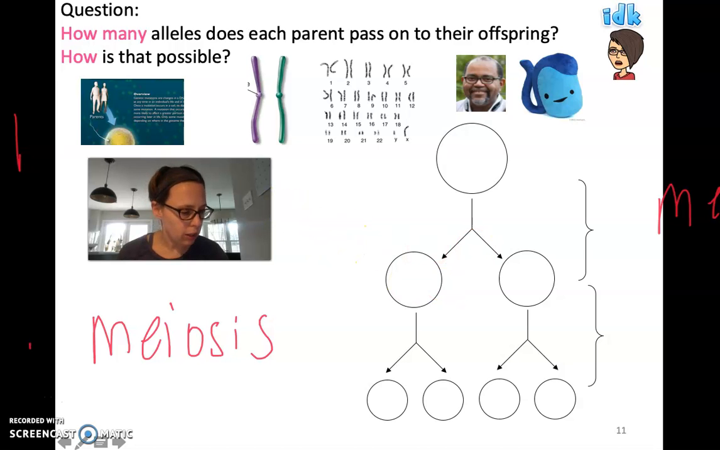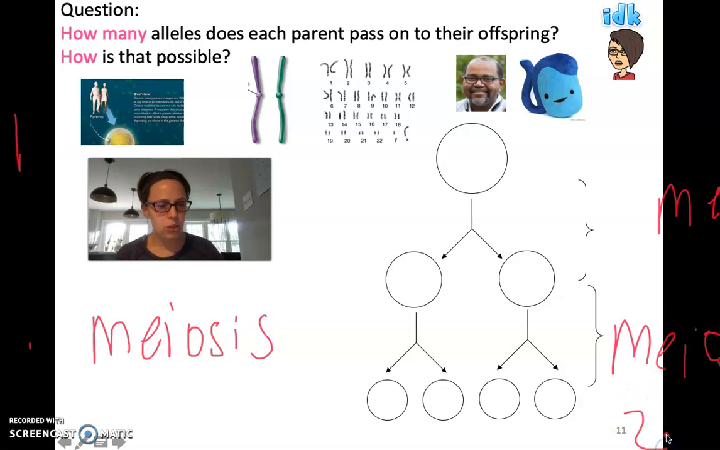And then over here is meiosis 2. I taped this off wrong. Okay, so up here is meiosis 1, so there's two parts. And what I want you to do is draw the chromosomes in this cell right here.